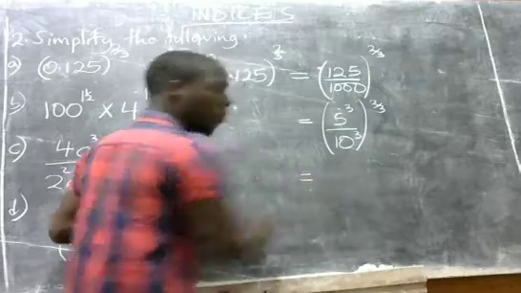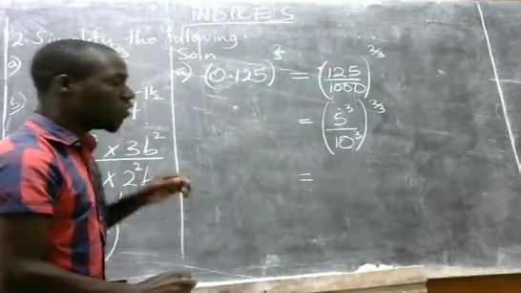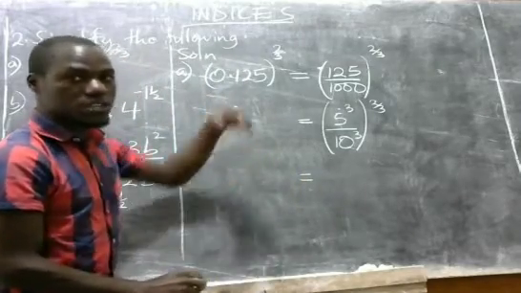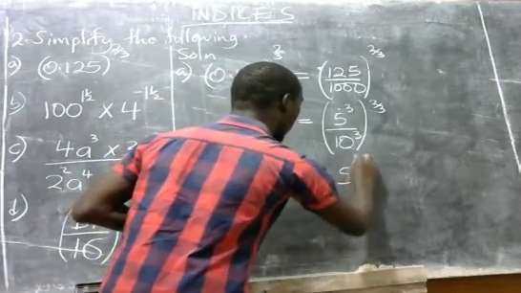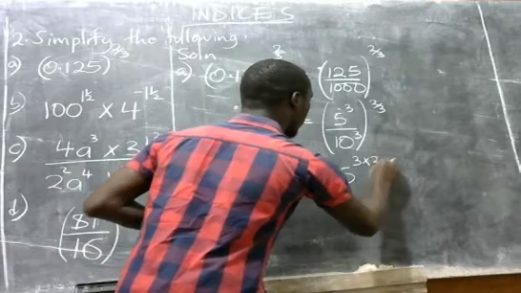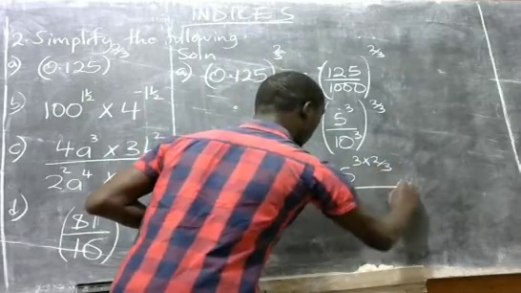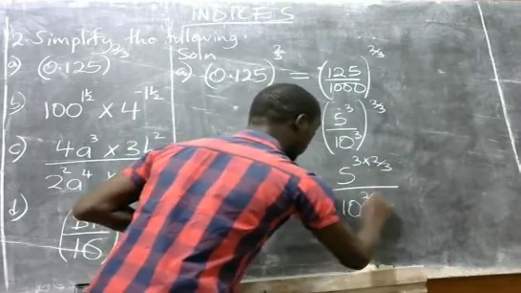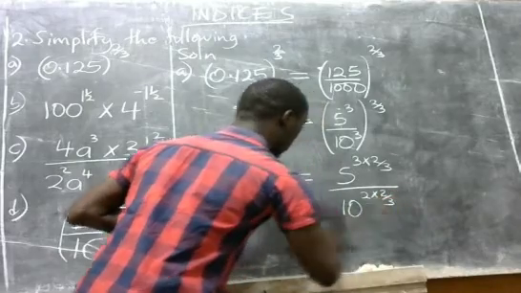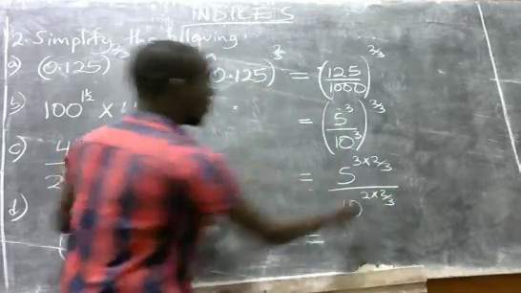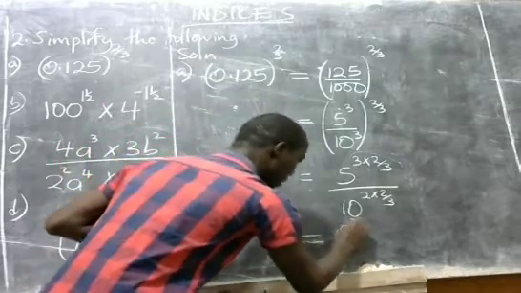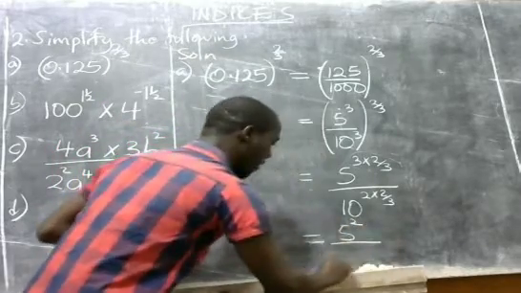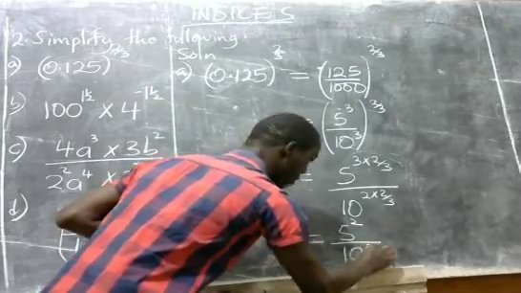Now I'm going to open the brackets. When we open the brackets, the power is going to distribute in the numerator and the denominator. So that is 5 power 3 times 2 all over 3, all over 10 power 3 times 2 all over 3. So when I compute that, I'll be having 5 power 2 all over 10 power 2.